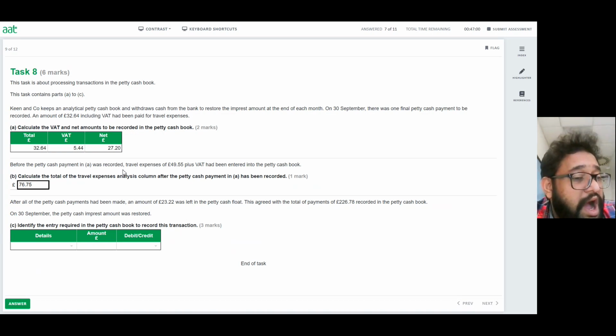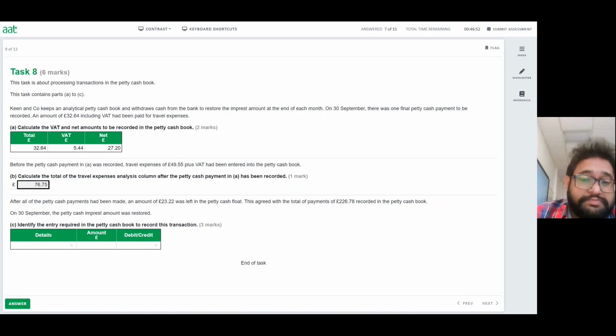So the next one is, after all the petty cash payments had been made, an amount of £23.22 was left in the petty cash float. This agreed with the total payments of £226.78 recorded in the petty cash book. On 30th of September, the petty cash imprest amount was restored. So the imprest amount is where your balance will start at the beginning of every period. So if they had only £23.22 left and they spent £226.78, add these two, that gives you £250 as your imprest amount.